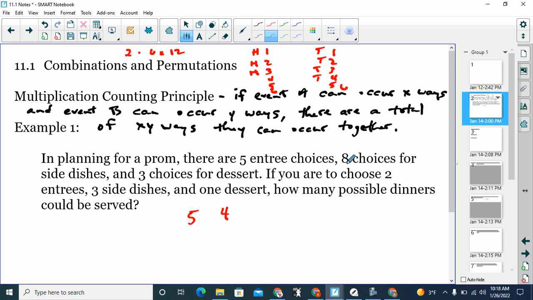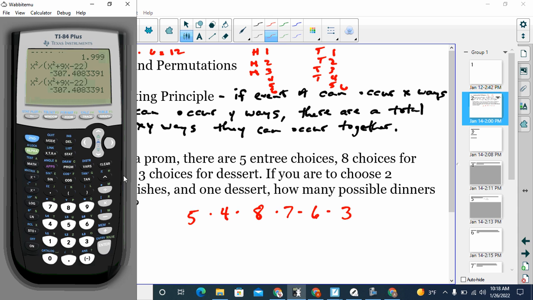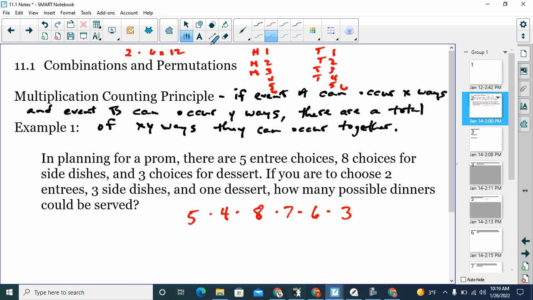So assuming I can't choose that same entree again, now I only have 4 choices for my second entree. My first side dish, there are 8 options. My second side dish, there would be 7 options, and the third one, there are 6. And my 1 dessert, I have a total of 3 choices. The multiplication counting principle says to get the total number of possible dinners, we multiply those up. We've got 5 times 4 times 8 times 7 times 6 times 3 for a total of 20,160 possible dinners.